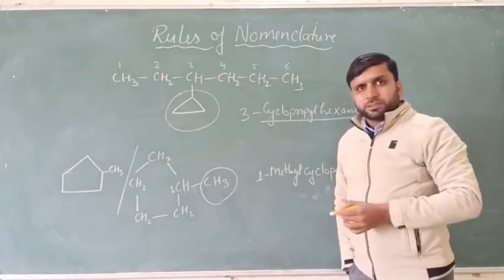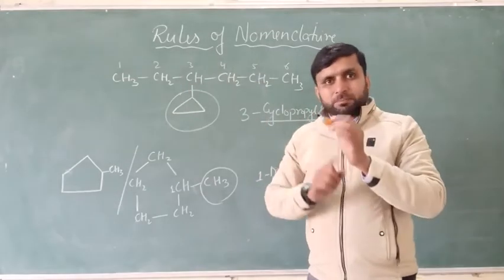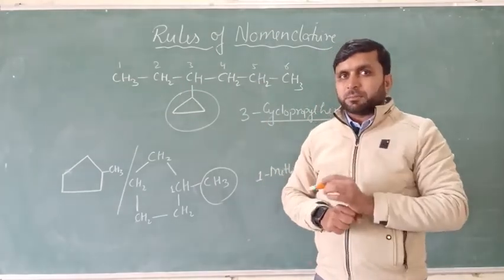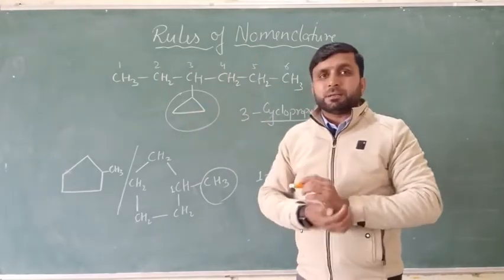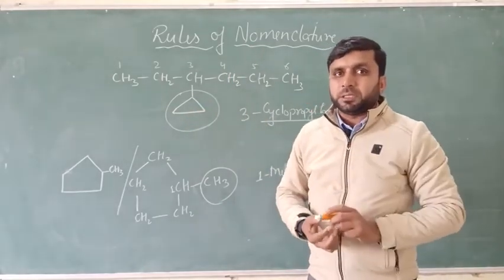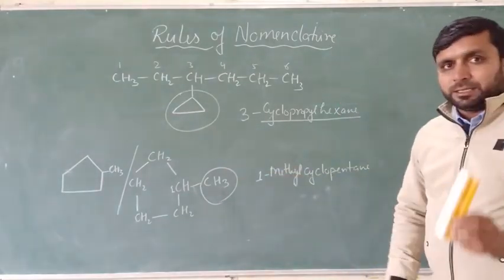So 2 things are important in this: if the linear chain has fewer carbons, then that will be treated as the branch. But if the linear chain has more carbons and the cycle has fewer, then the cycle will be treated as a branch. So this is the nomenclature of the cyclic compound.